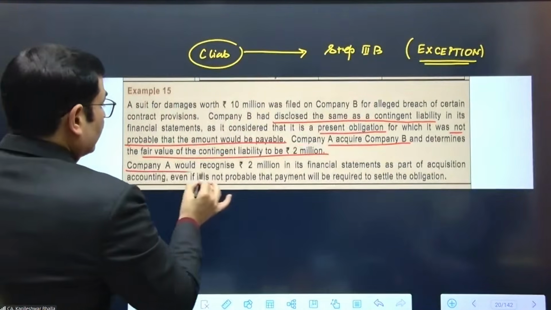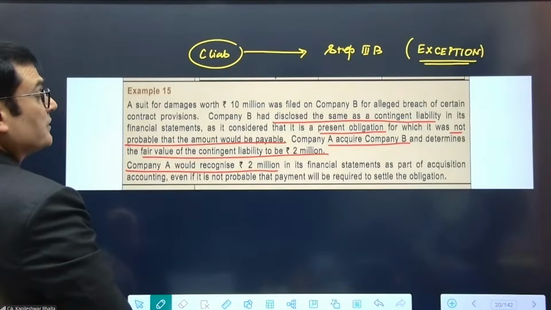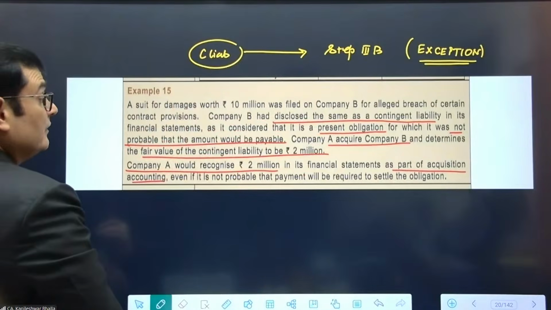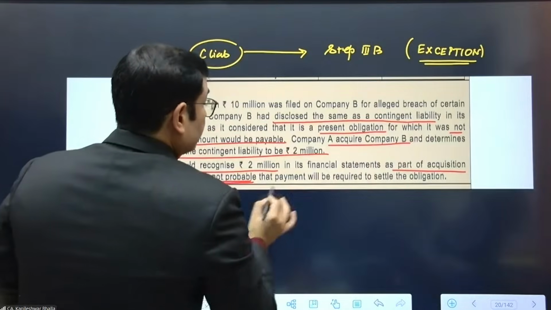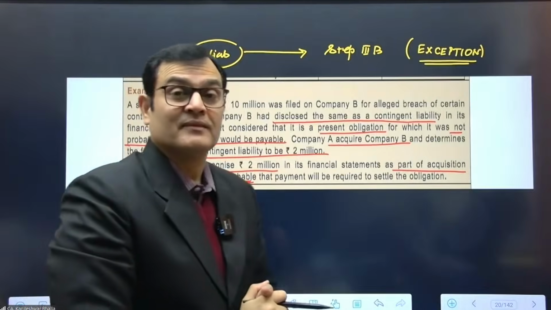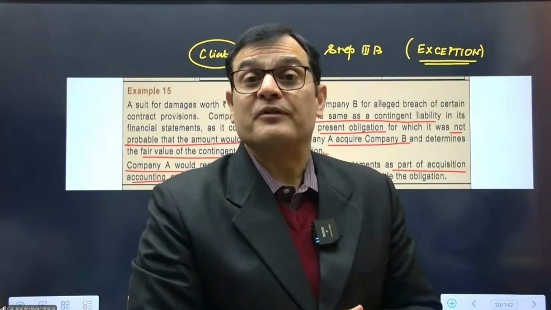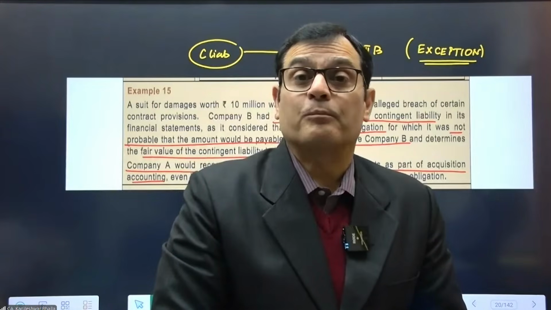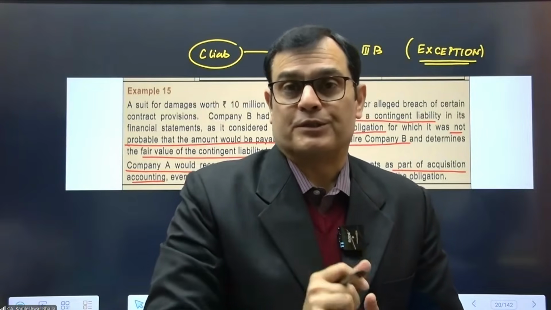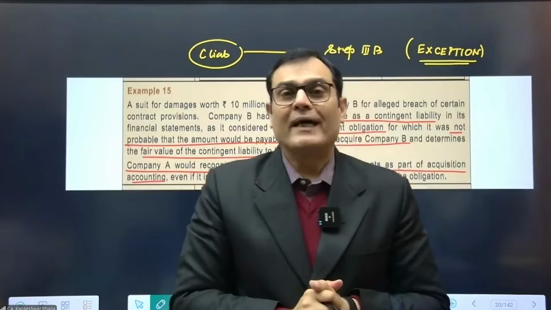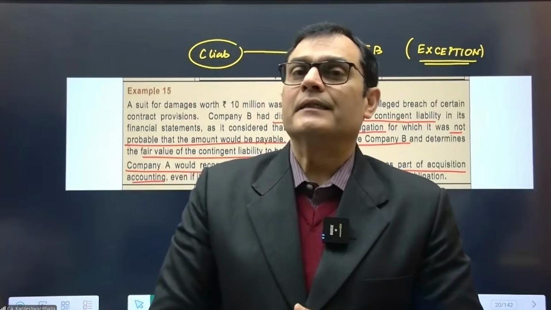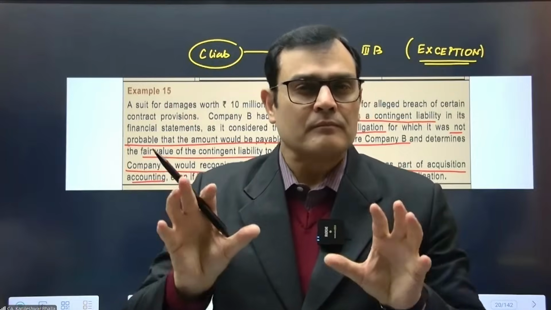So company A would recognize this 2 million in the financial statements as a part of the acquisition accounting, even if it is not probable that the payment will be required to settle the obligation. Did you notice that? Even if the second step fails, even though the outflow is not probable, it does not make a difference. I want to still take it as a part of my list. Now you would say, why? Why does Ind AS 103 give different parameters to the acquirer and Ind AS 37 give different parameters?